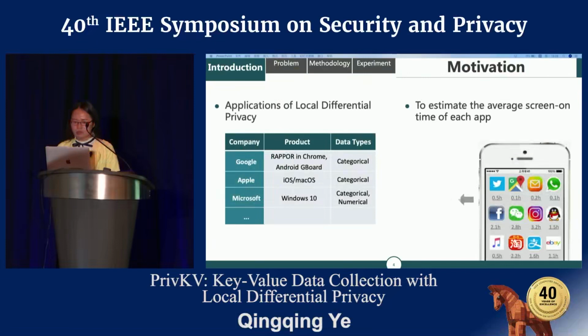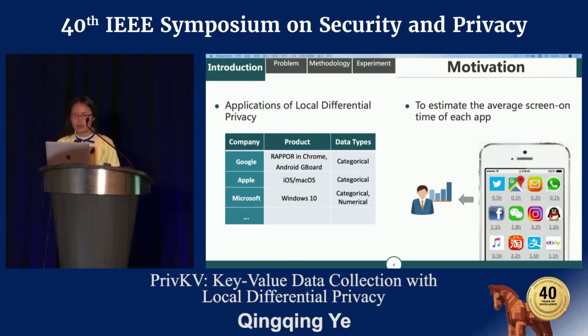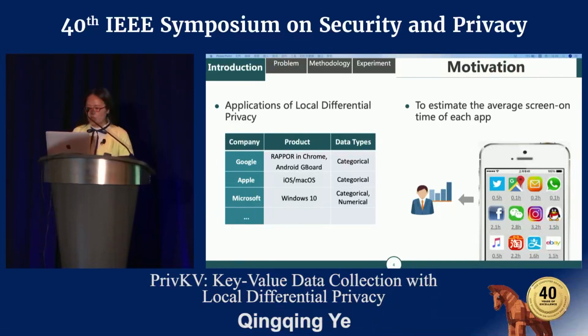LDP is a promising privacy-preserving model. It has been deployed in many real products by several major internet companies for simple data types, such as the categorical data or the numerical data. And currently, there is no existing LDP solution for key-value data, which is an extremely popular data model.